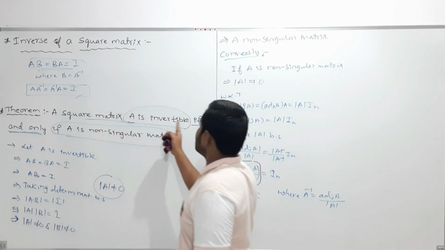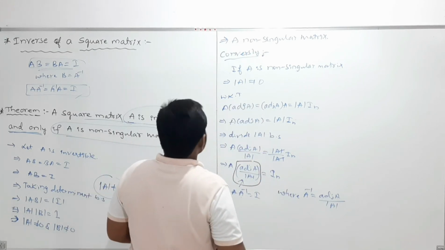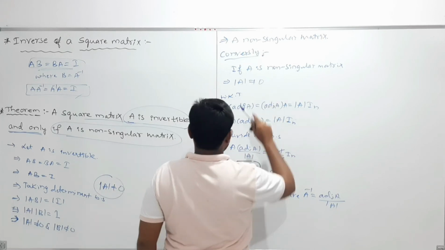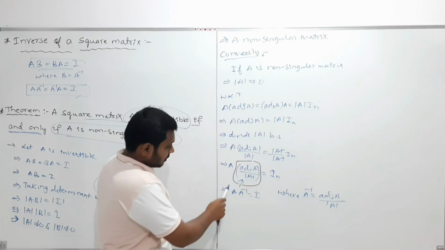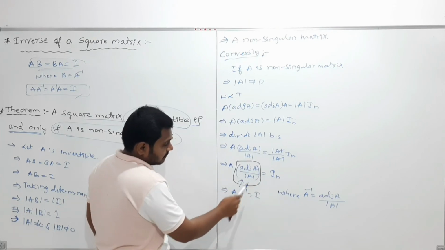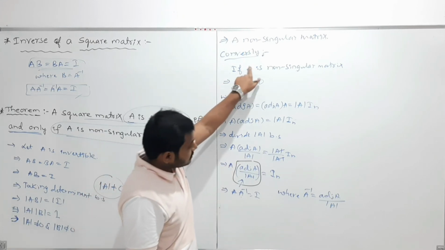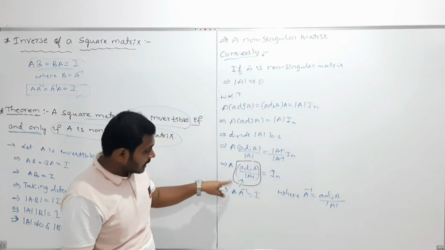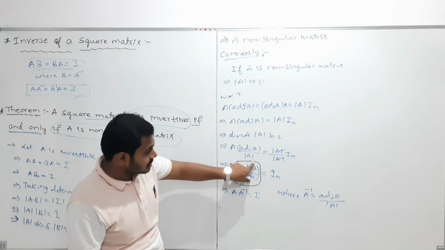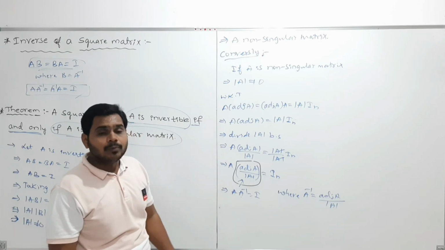So a square matrix A is invertible if and only if A is a non-singular matrix. If A is non-singular, then A is invertible, because A into A inverse is equal to I. So if A is non-singular, then only the inverse exists, meaning there exists a matrix such that this product is equal to I n. Clear? So like this you can prove it.